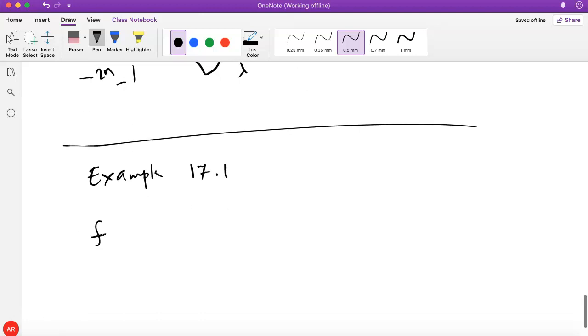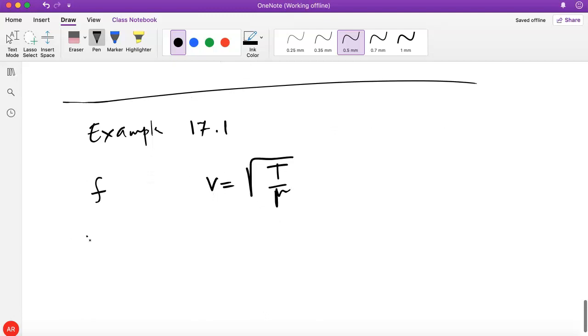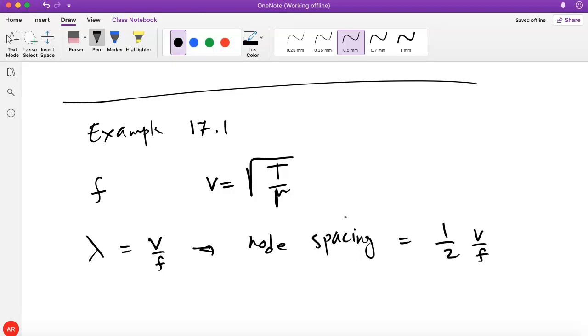So we know the frequency, we know the tension and mu, so we know that v, the speed of propagation, is the square root of tension over mu. And lambda is v over f. It's v times the period, right? And that's v over f. So node spacing is 1/2 v over f.